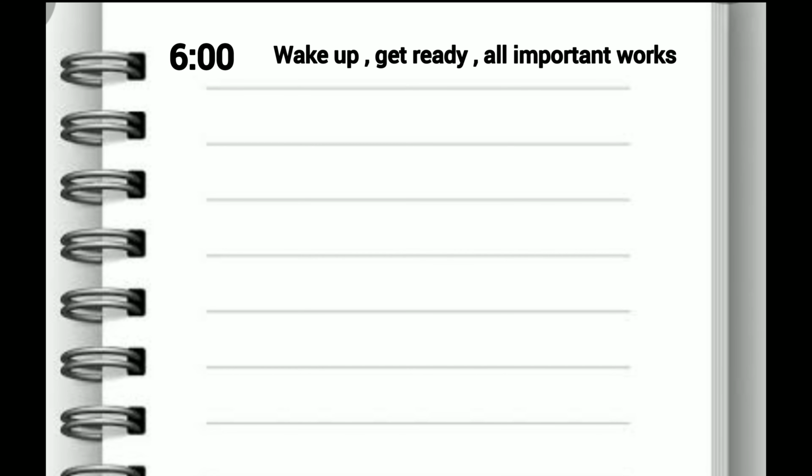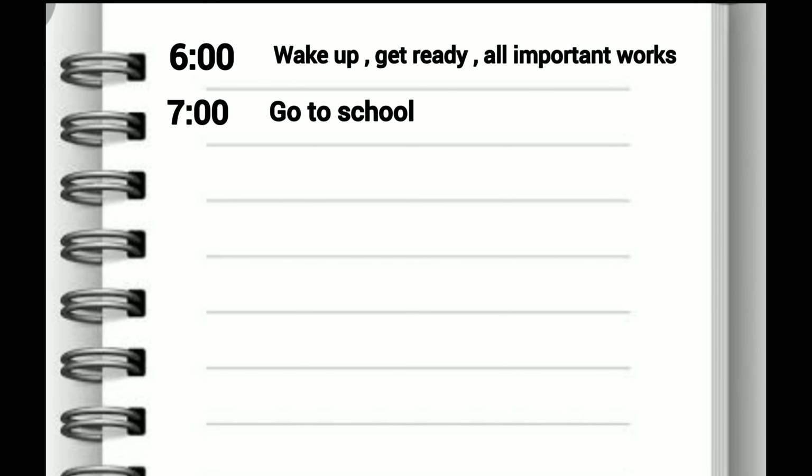Okay, so first of all, you need to just wake up and then get ready for your school and whatever you want to do. There are all the important works you can do in that time. So now at 7 o'clock a.m. you need to go to school. Okay, there is a different time for going to school and arriving from school. So don't worry, if your school is opening at 8 o'clock, you have 2 hours to do whatever you can do in that 2 hours.